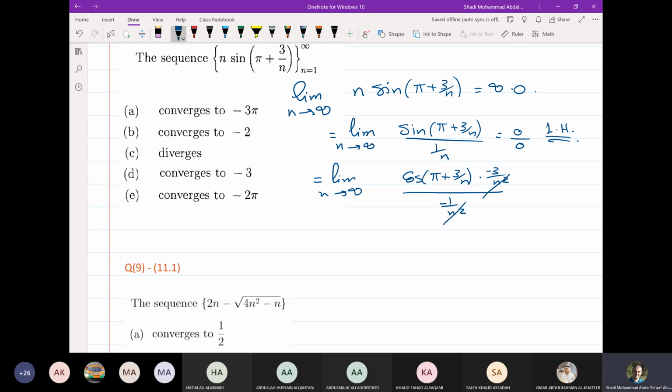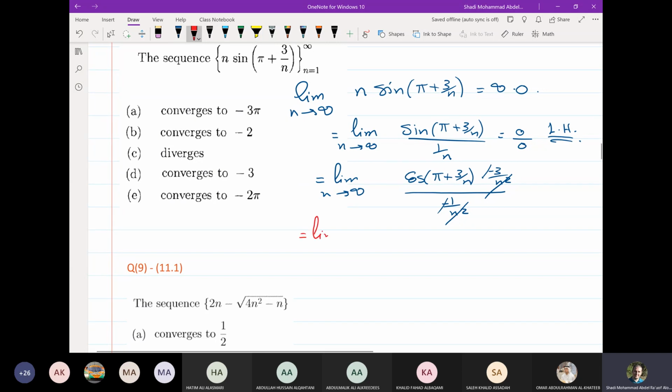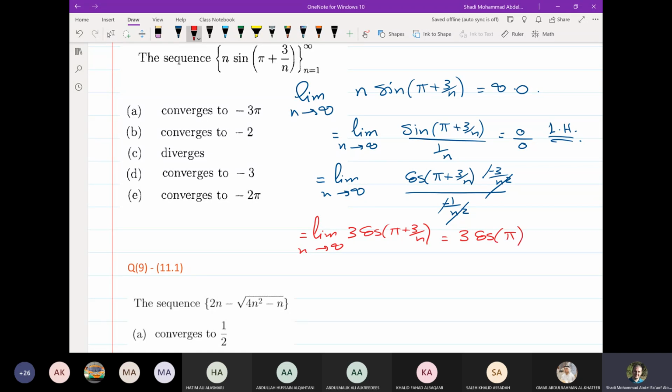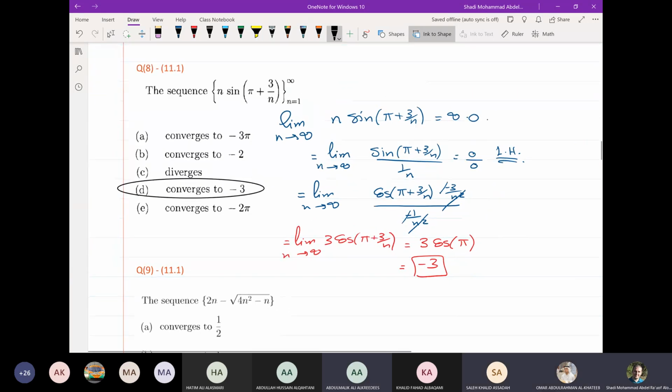n squared cancels with n squared, and minus cancels with minus. So we have the limit as n goes to infinity of 3 cosine of pi plus 3 over n, over 1. As n goes to infinity, 3 over n goes to 0. So the answer will be 3 cosine of pi. What is cosine pi? Minus 1, times 3, is minus 3. So the solution is minus 3. Is that clear? Yes. So be careful, guys.